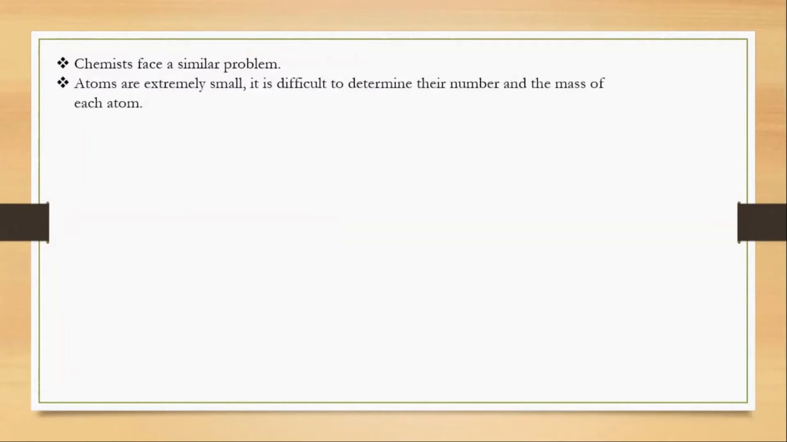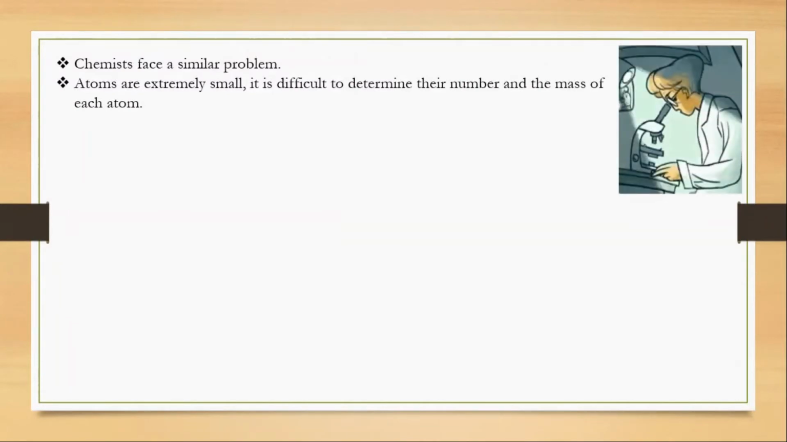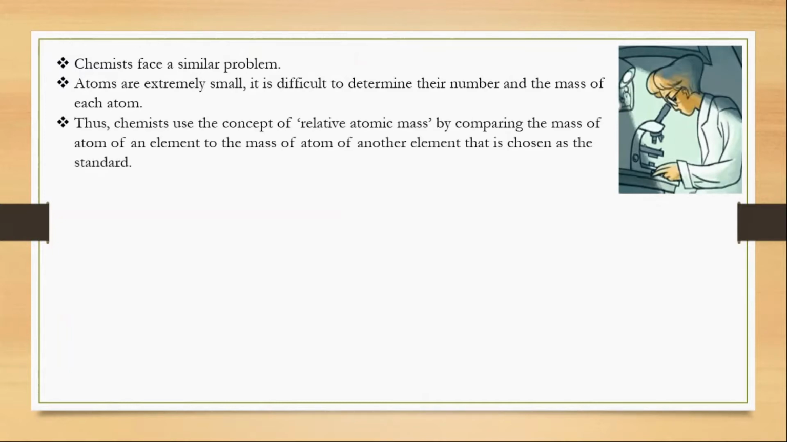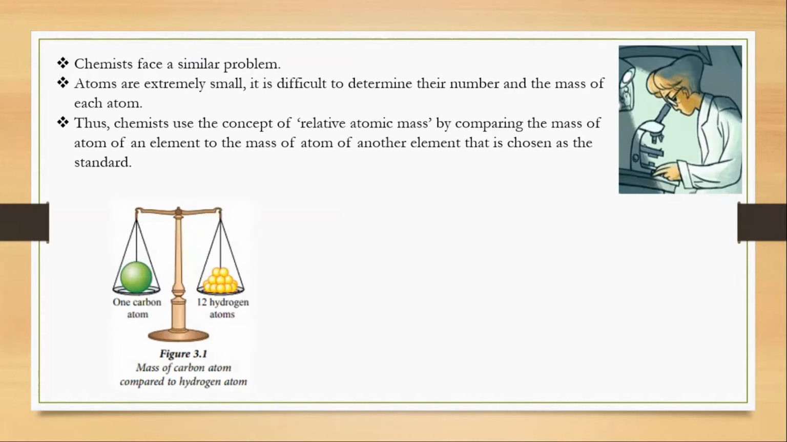Chemists face a similar problem. Atoms are extremely small. It is difficult to determine their number and the mass of each atom. Thus, chemists use the concept of relative atomic mass by comparing the mass of atom of an element to the mass of atom of another element that is chosen as the standard.